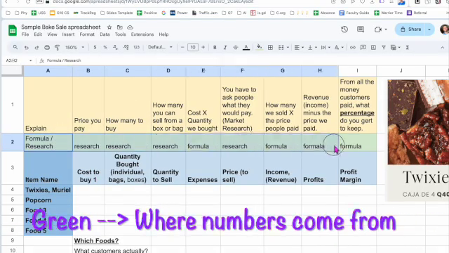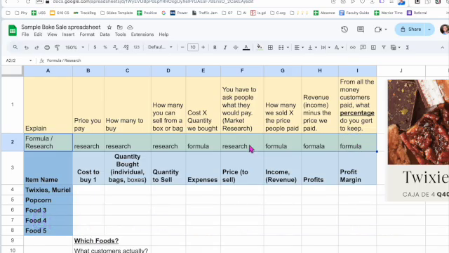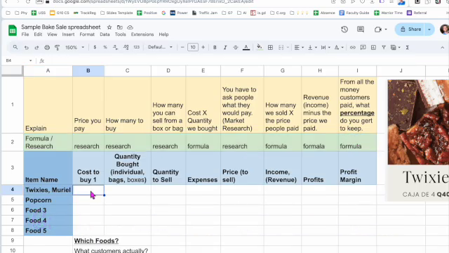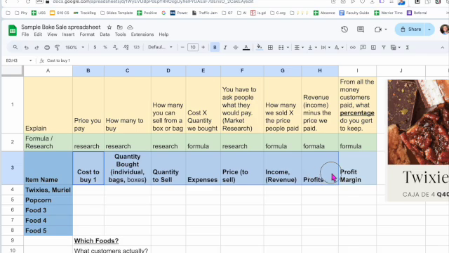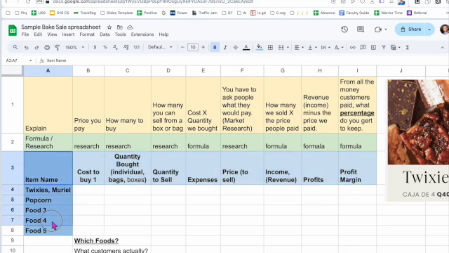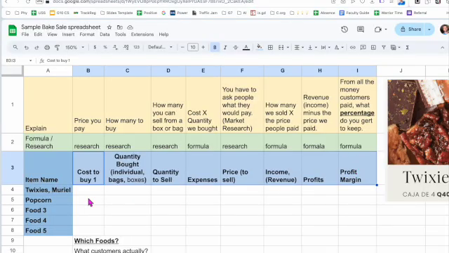Also, this part in green, you don't have to have that in your spreadsheet. It's just for me to help you understand where this information comes from. Okay, the part in blue is the part you should have, the names of the items and this financial information over here in these columns.